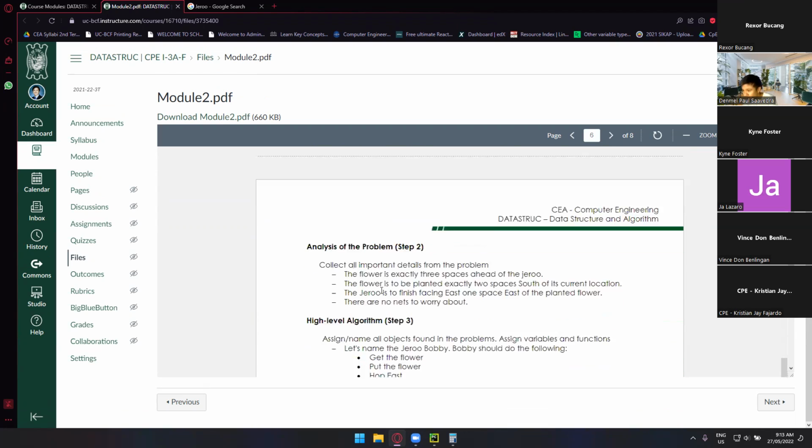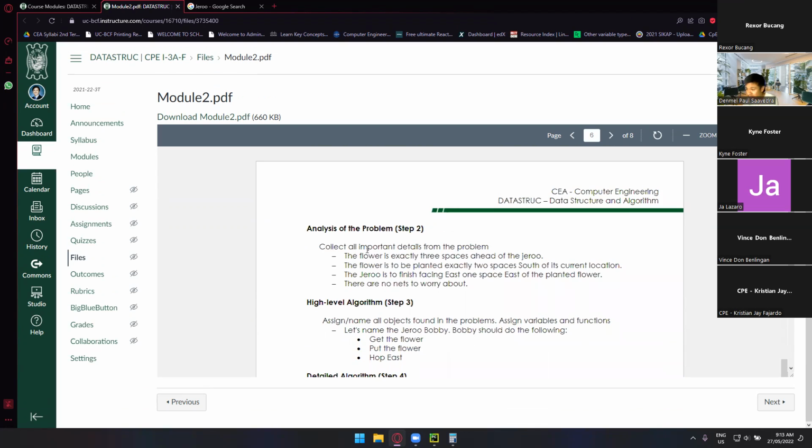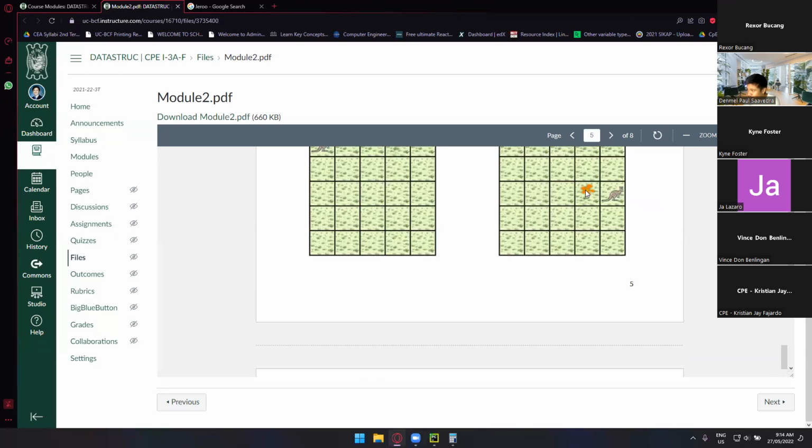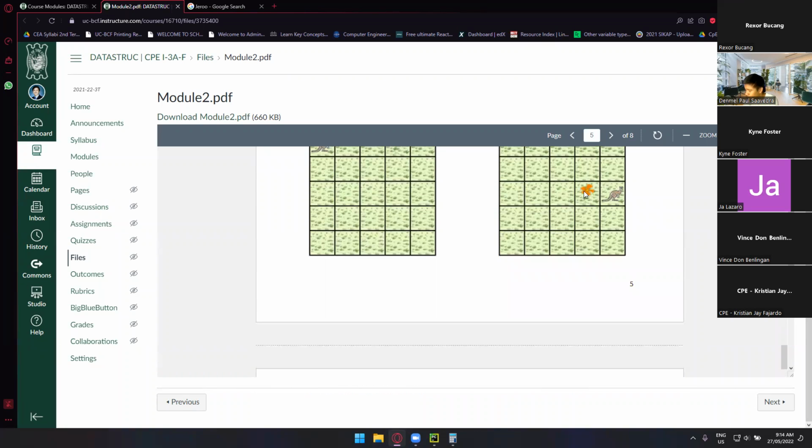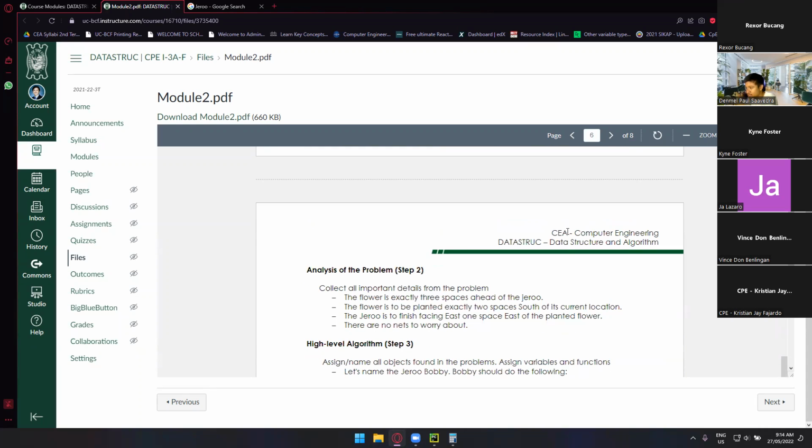The second step is analysis of the problem. So this is already step 2: collect all important details from the problem. The flower is exactly 3 spaces ahead of the 0. The flower is to be planted exactly 2 spaces south, going down from its current location, which is true. And the 0 is to finish facing east, 1 space east of the planted flower, which is true. So after planting the flower, it hops once to the right side and stops right there. There are no nets to worry about, which is also true.